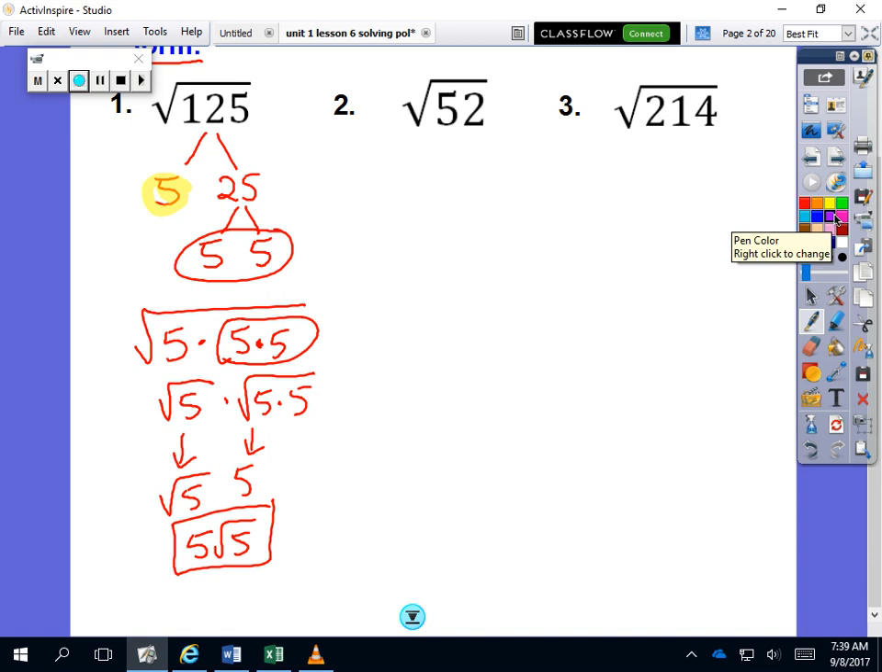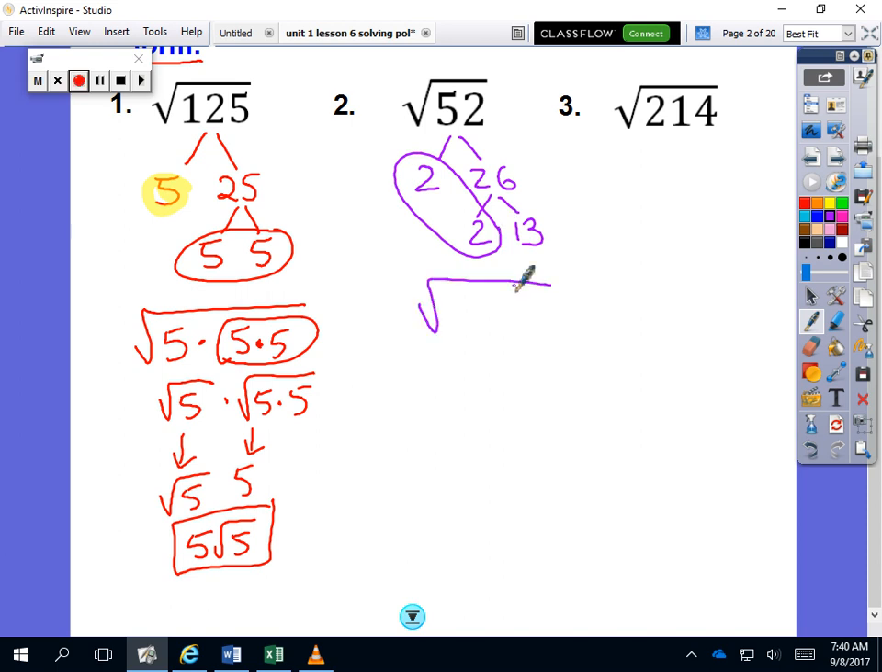is going to be the square root of 52. So you do 2 times 26, 2 times 13, and you have a pair of 2's. So now I have the square root of 13 times 2 times 2. I can pull the 2 out front, and the square root of 13 stays under the radical.